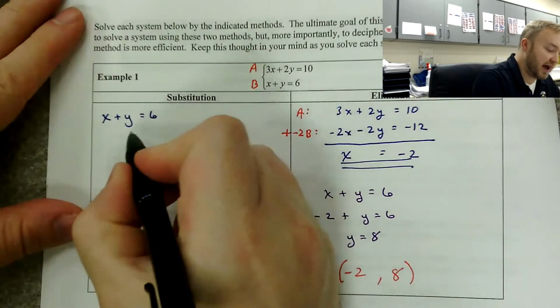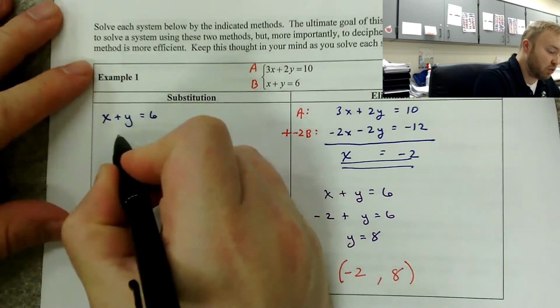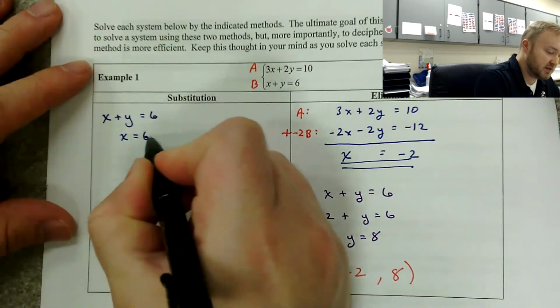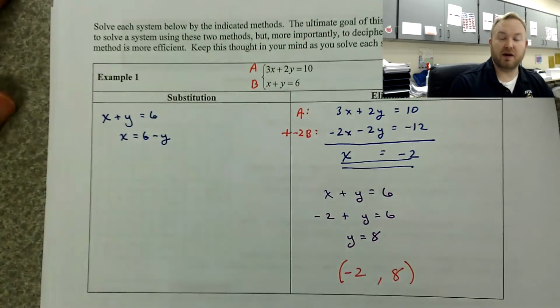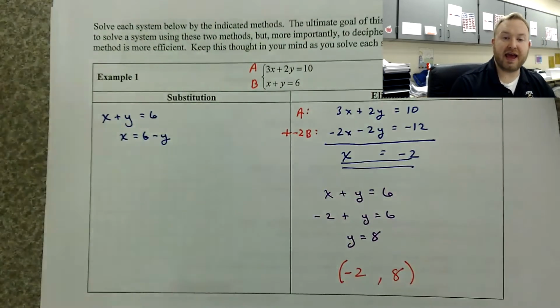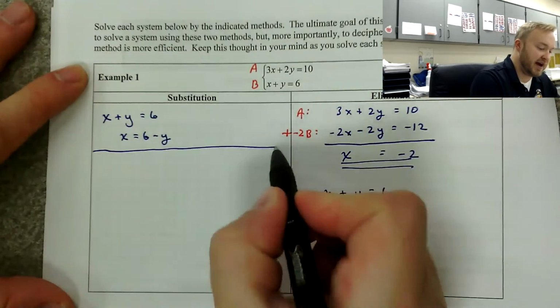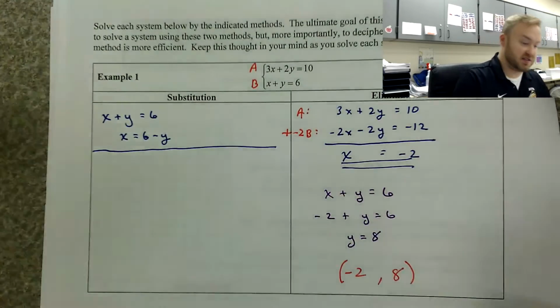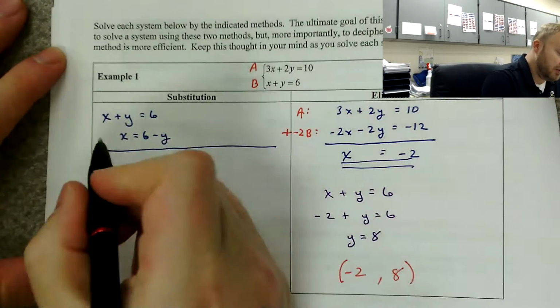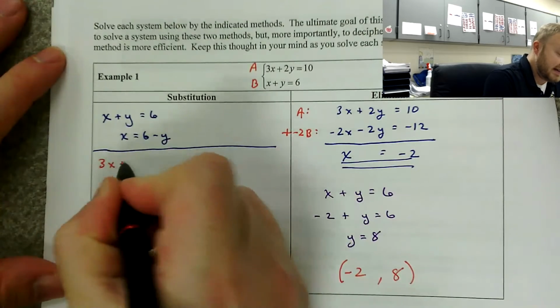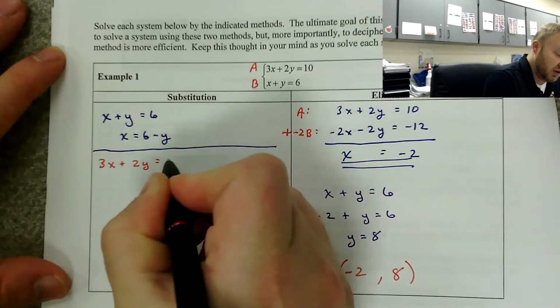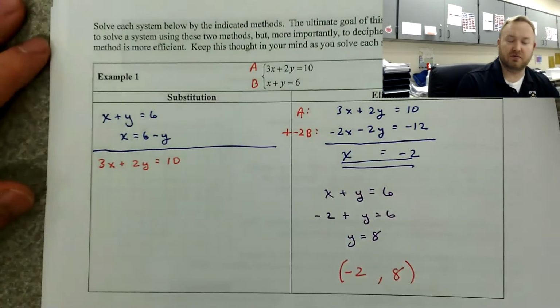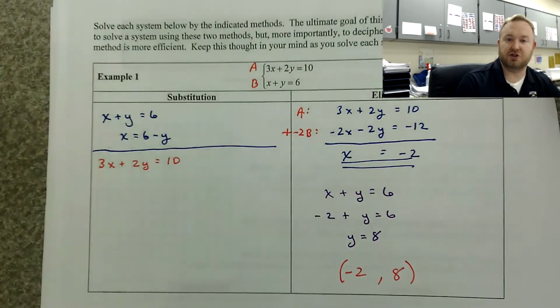So to solve for x, that means I need to subtract y from both sides. So I can rearrange that, solve it for x, and I get x equals 6 minus y. Okay, in my next step, I'm going to go to the other equation that I didn't choose, which was 3x plus 2y equals 10. That's the one I didn't choose in my first step.